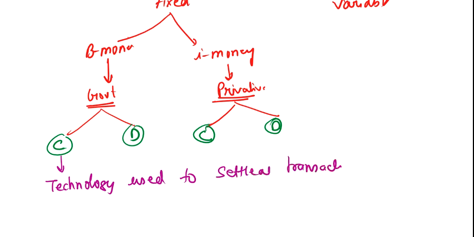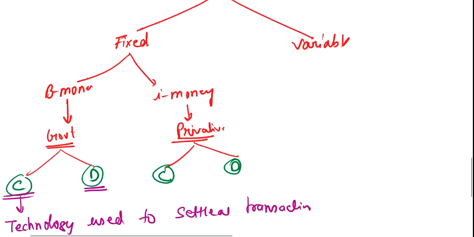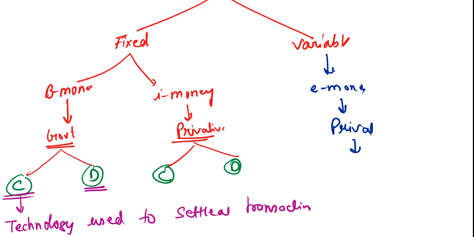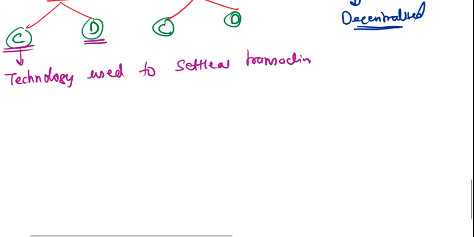So these two types of money have both centralized as well as decentralized forms. Now if I come to variable value, we have only e-money, which is private, and it is only decentralized. Clear? So we now have the basic understanding of what money is and the different types of money: government money, private money, centralized, decentralized, fixed value, variable value.